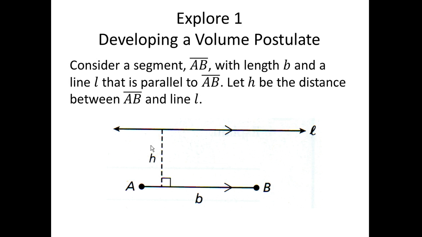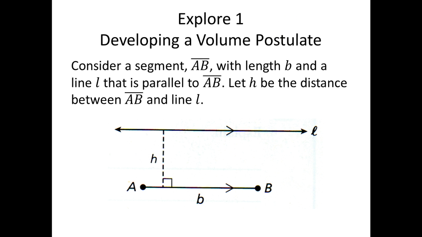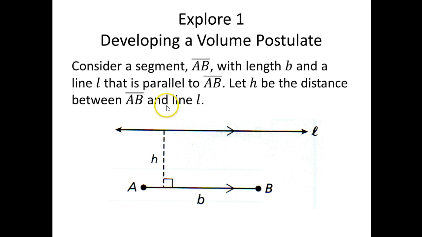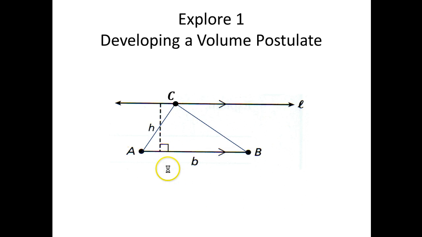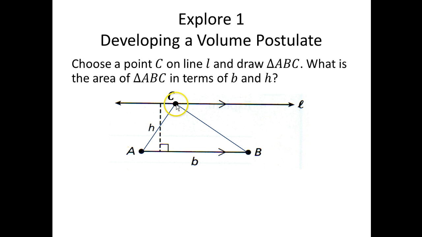Before we start developing a formula for the volume of a pyramid in general, we're first going to consider a segment AB with a length b and a line L that's parallel to AB. Let h be the distance between AB and line L. So here's the distance between the line and the line segment. Then we choose a point C somewhere on the line L, and we draw in the triangle ABC.